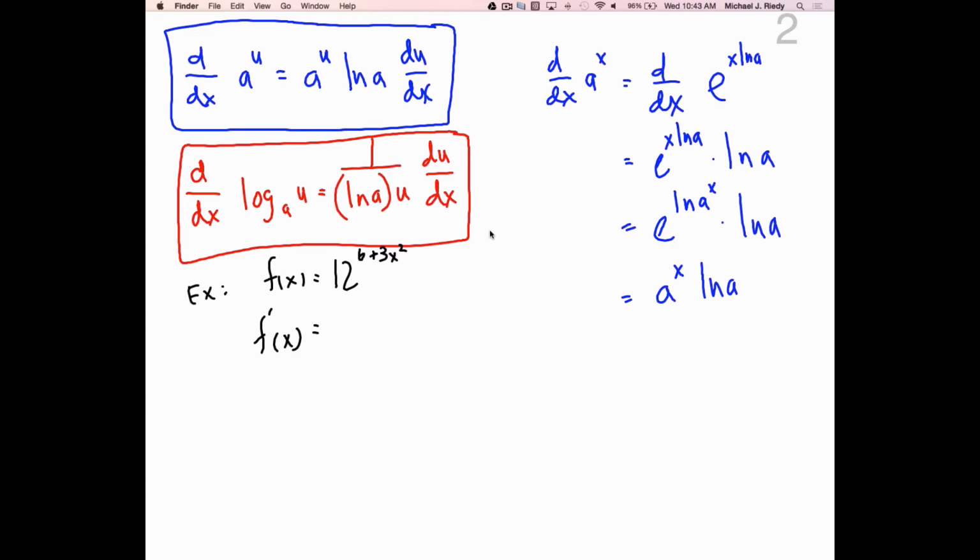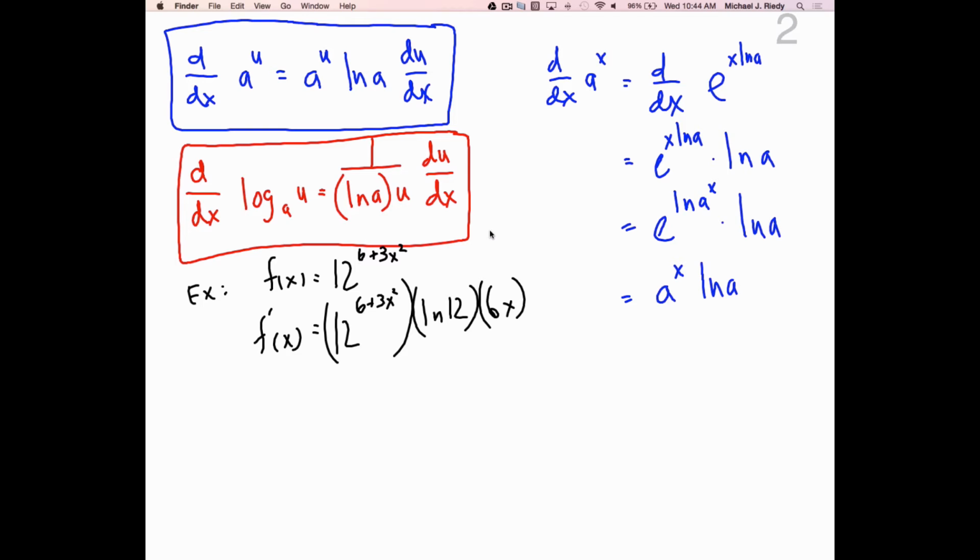So the derivative of this thing is going to be following this formula. So what's A to the U? Yeah, it's what we started with. Itself times natural log of A. What's A? 12. And what's du dx? 6x. Good. We okay with that? There's not much you can do to simplify that bad boy. If you can, do. If you can't, don't.